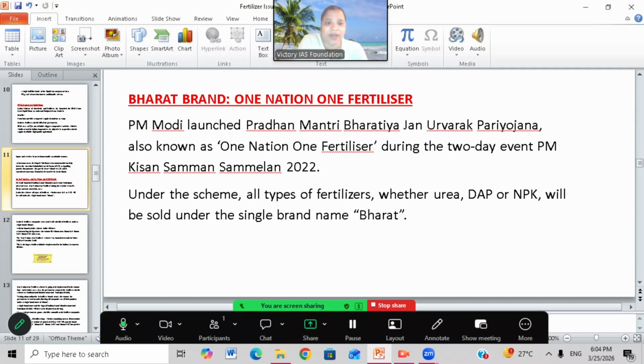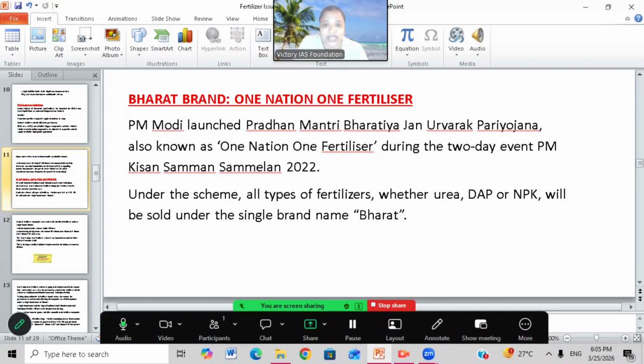Okay. So PM Modi launched the Pradhan Mantri Bharatiya Jan Urvarak Pariyojana, also known as One Nation, One Fertilizer. Means all over India, only one fertilizer now. Not many brands, not many companies, not many names. Only one fertilizer will be sold all over India. This One Nation, One Fertilizer scheme was launched in a 2-day event at the PM Kisan Samman Sammelan 2022. At the PM Kisan Samman Sammelan, they declared this Bharat brand.